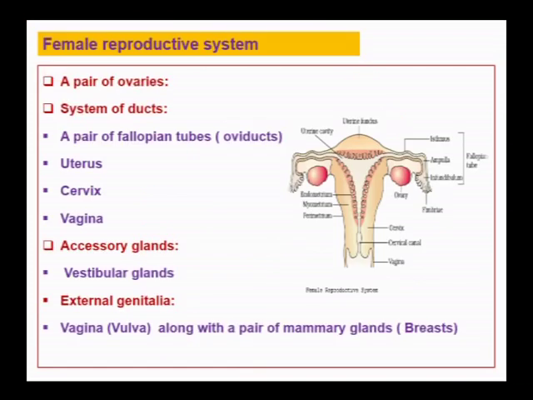Coming to the female reproductive system. The female reproductive system consists of a pair of ovaries, which are the primary sex organs. Then it includes a system of ducts. The system of ducts includes the fallopian tubes, uterus, cervix and vagina.